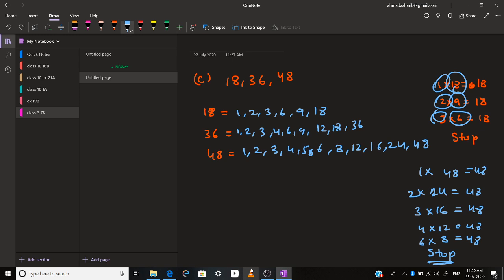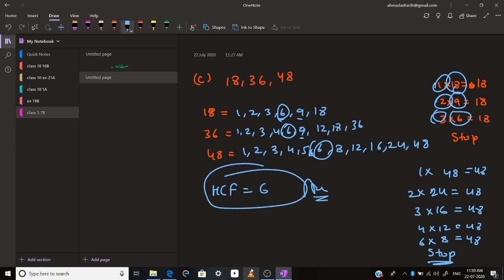Fine. Now what you have to do, you have to see which factor is common, and that should be the highest factor. If we talk about 9, then 9 is there in the factor of 36 also, but it is not there in the factor of 48. Then if we talk about 6, so 6 is there as well as here also. So the HCF is 6.